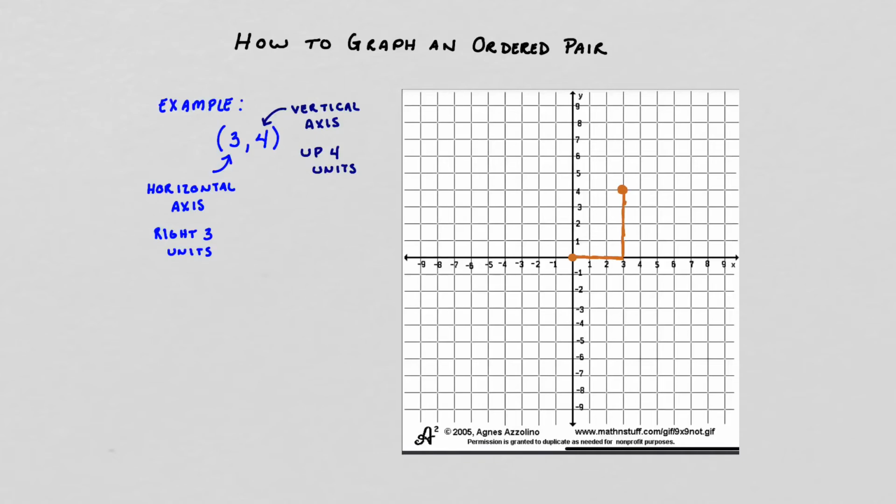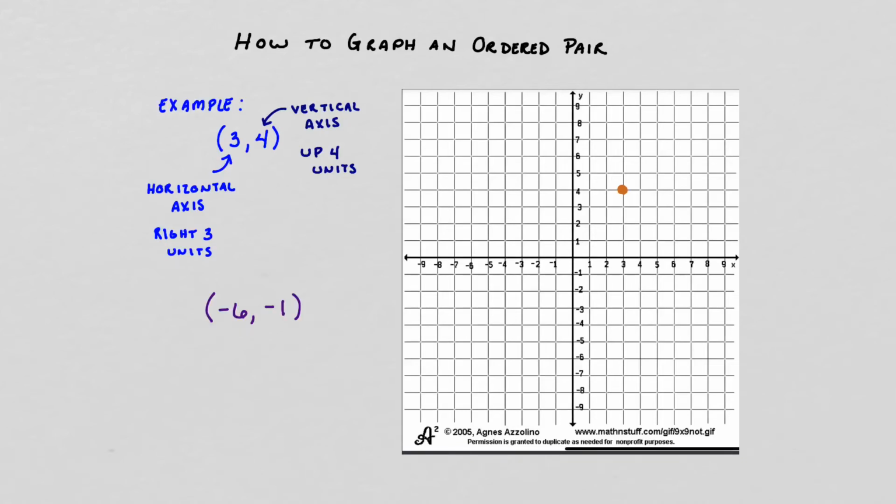The other thing to note is usually when we're graphing coordinate points, we don't include the trail that we've blazed here. So really the only thing that we want to see is just the coordinate point 3, 4. Let's go ahead and take a look at another example.